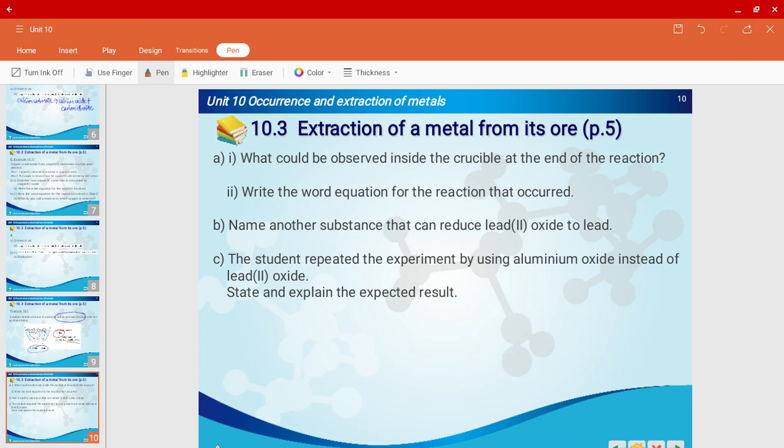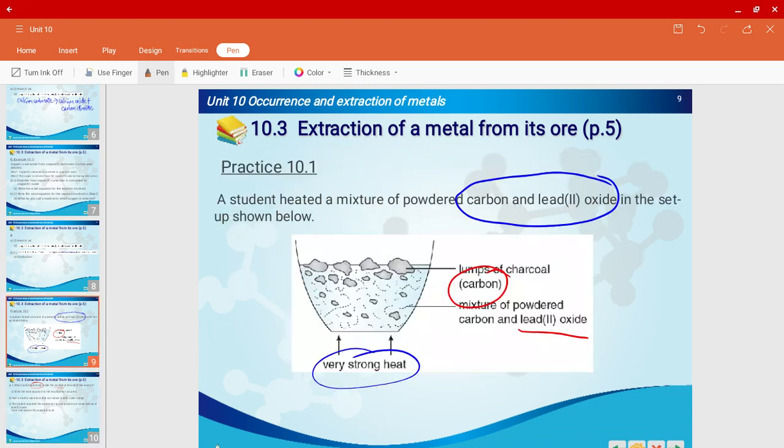Question A1. What could be observed inside the crucible at the end of the reaction? So what can you see at the end of the reaction? And in question 2, they're asking to write the word equation for the reaction that occurred. So just imagine, after you've done this process, you're heating the lead-2 oxide with carbon. What are the products that you get? You would get the metal plus, what was it? Carbon dioxide, right?